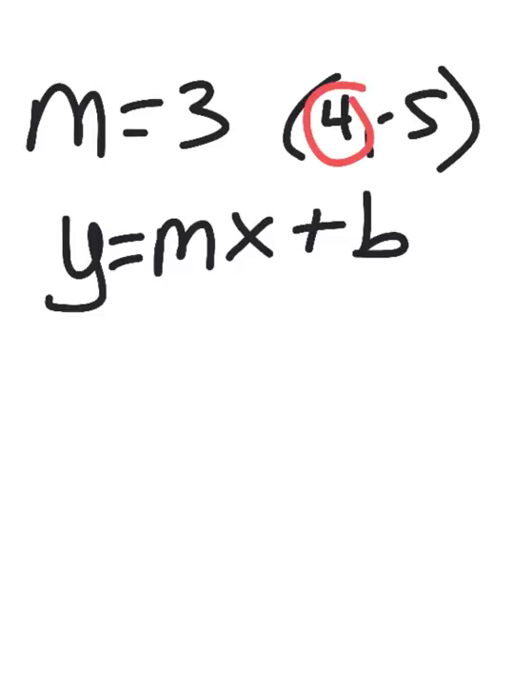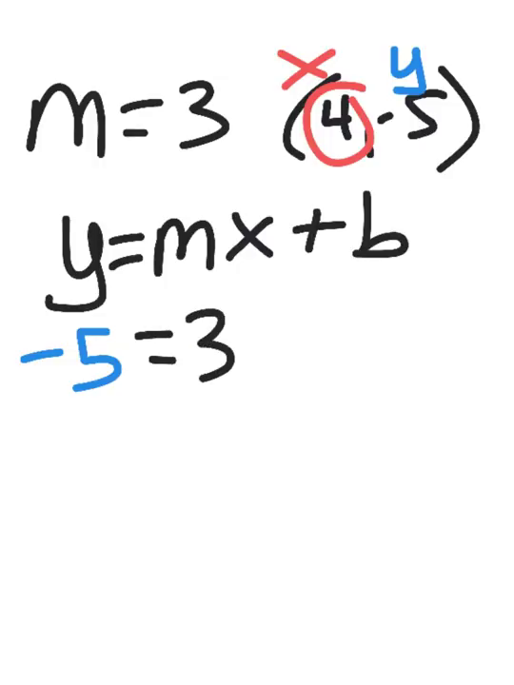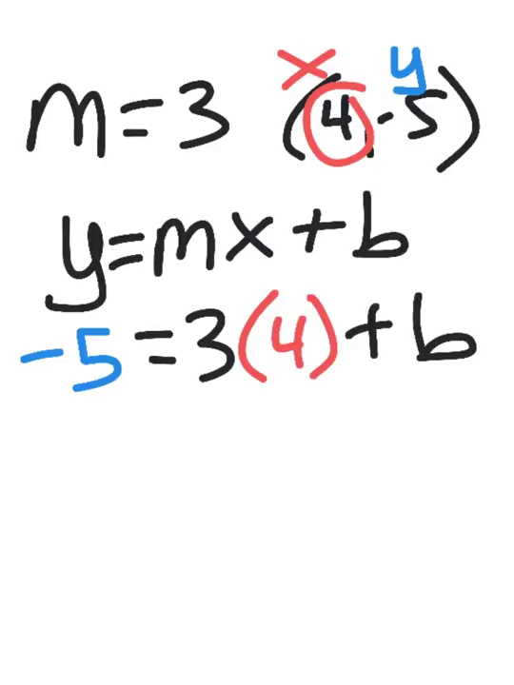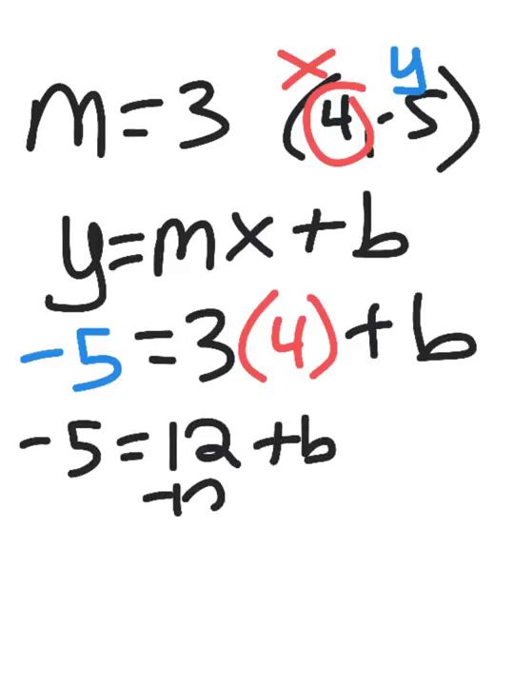4 is my x-coordinate. Negative 5 is my y-coordinate. So I would have -5 = 3 times my x-coordinate of 4 plus my y-intercept. So I'm trying to find my y-intercept. So now I have -5 equals 12 + b. I'm going to subtract 12.